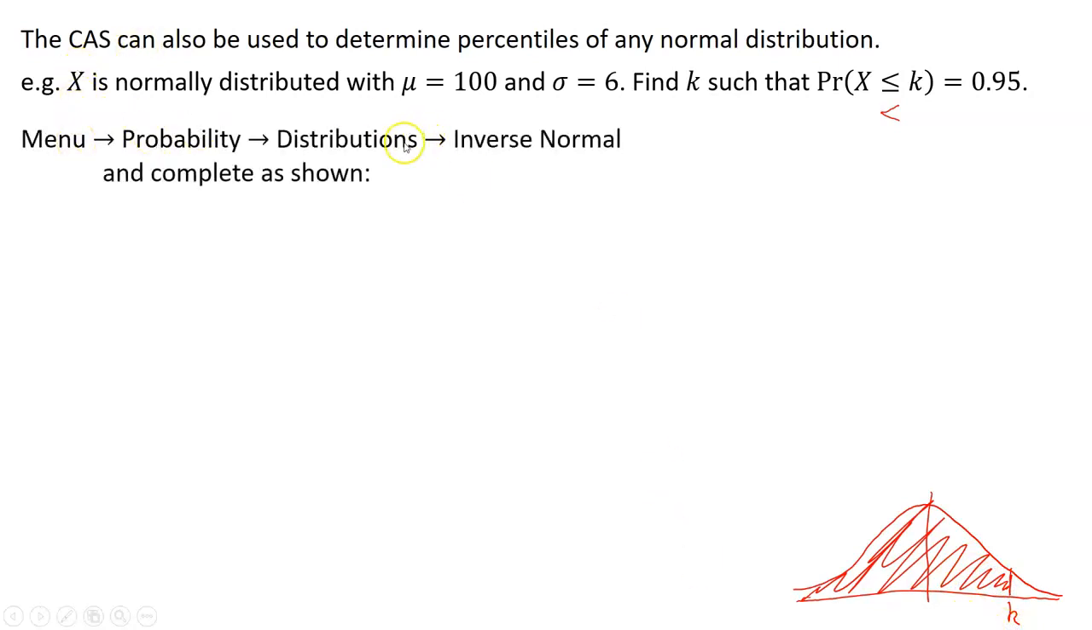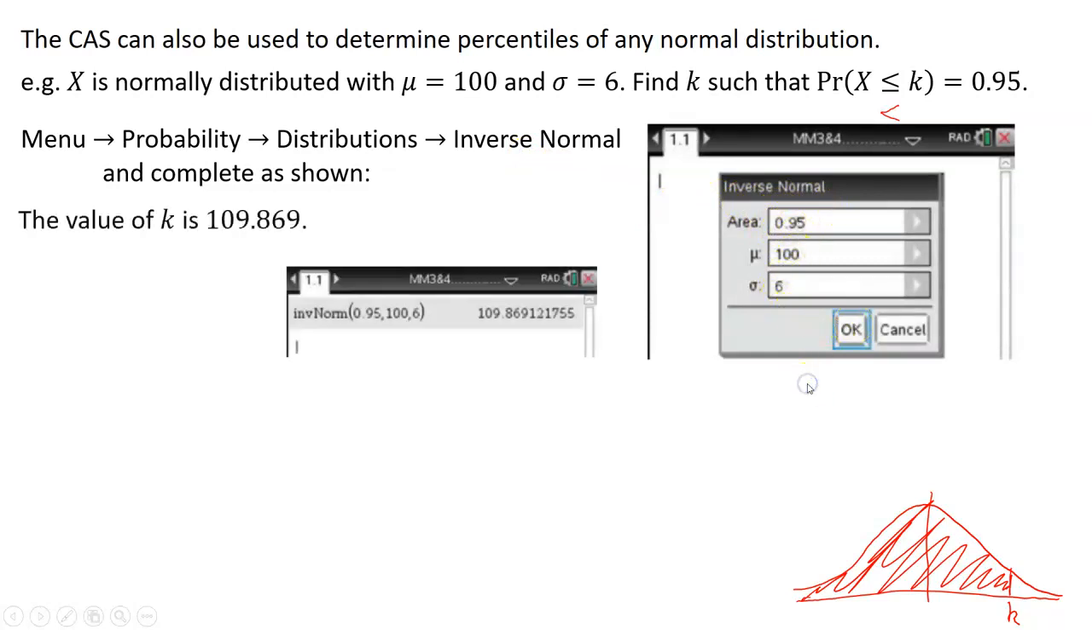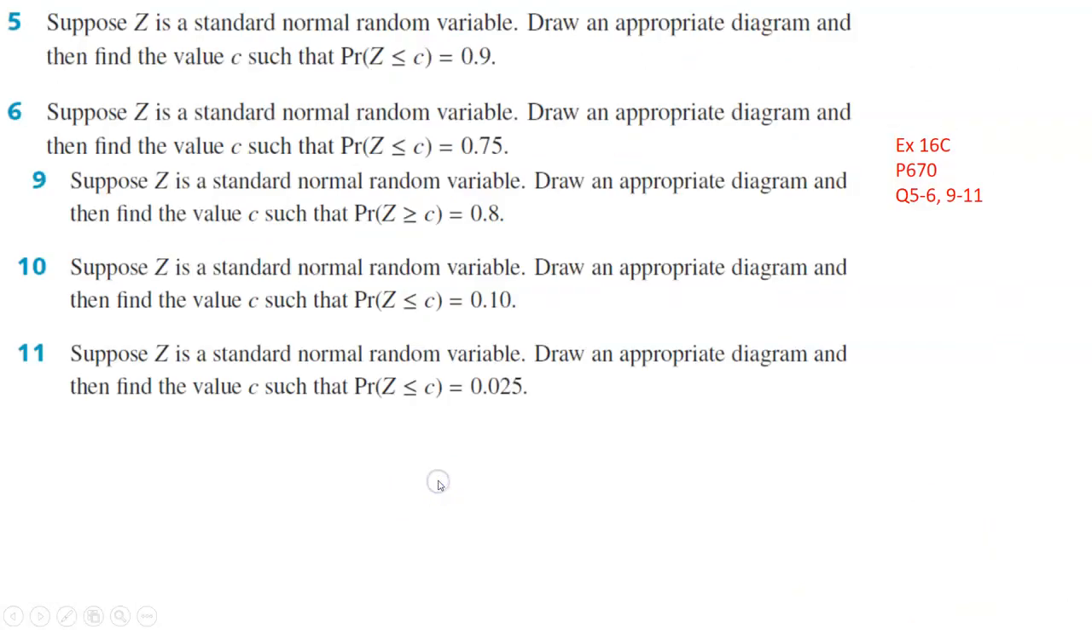So I go to menu, probability, distributions again, and this time I'm going to use inverse normal. I say the area I want and my mean and my standard deviation, and it tells me what value gives me those properties. And so remember, if this is my mean at 100 there, then I'm expecting k to be bigger than 100, which I've got. Now have a go at questions 5 to 6 and 9 to 11. Make sure you mark your work.